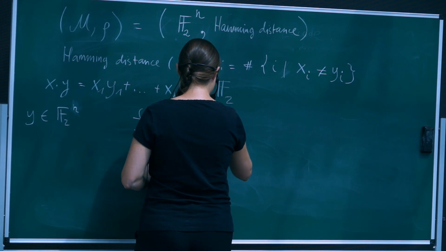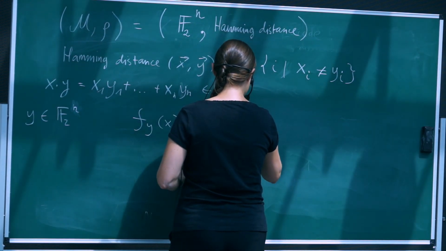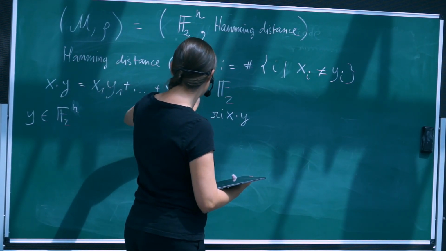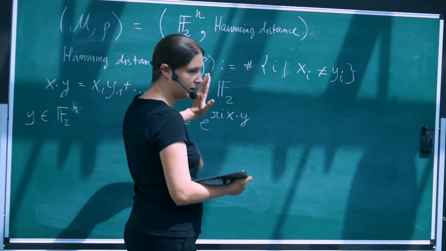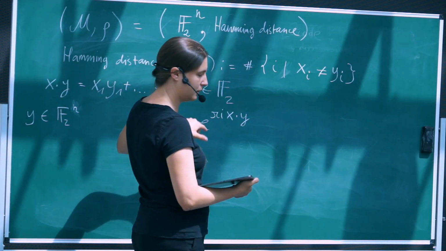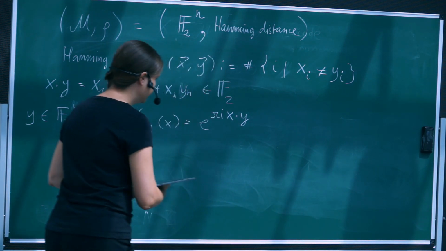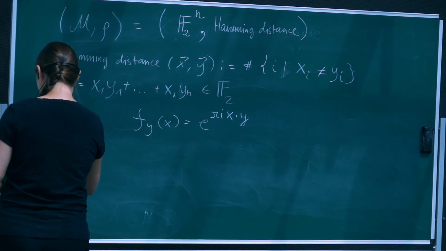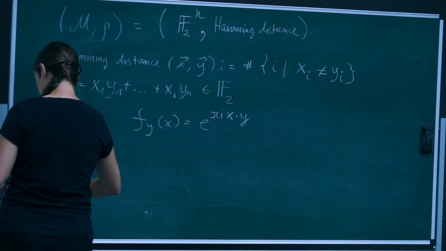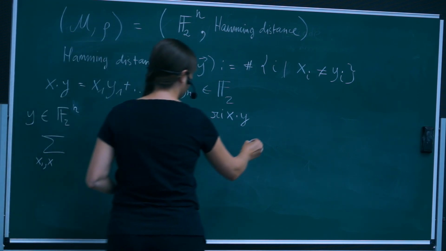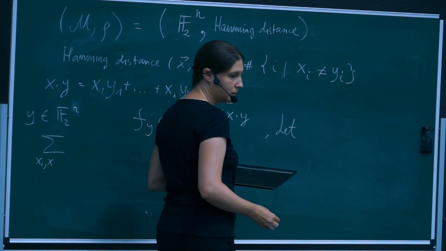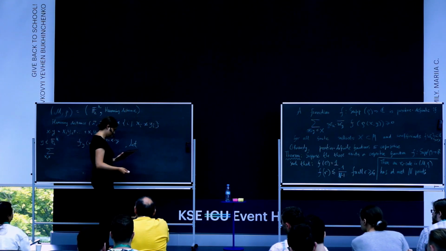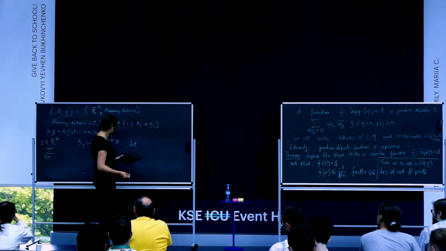It would be e to the pi i x times y. This number is well defined, even if the scalar product is just an element of F2, because of the periodicity of e to the pi i something. Now let's compute a sum like this. Sorry, Maryna, but you could do the same in the unit cube in L2 and obtain the same result with the usual scalar product, right? Yes. Mm-hmm.